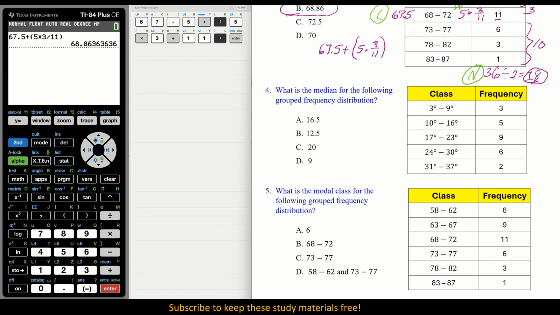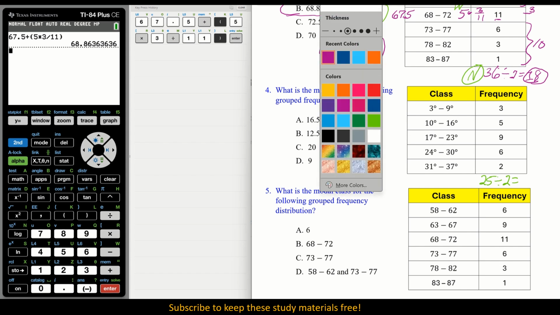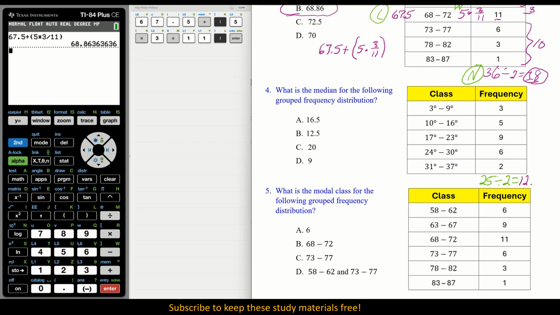Okay, so let's go up to number 4 and we will use the exact same process. Okay, so we see that we have a total of 25. Add all your frequencies up. 25 divided by 2. I'm going to change colors. Okay, that is going to give me 12.5. 12 and a half.